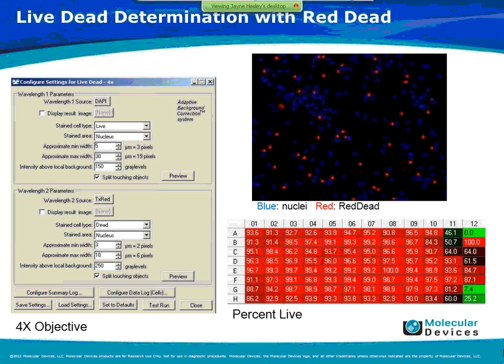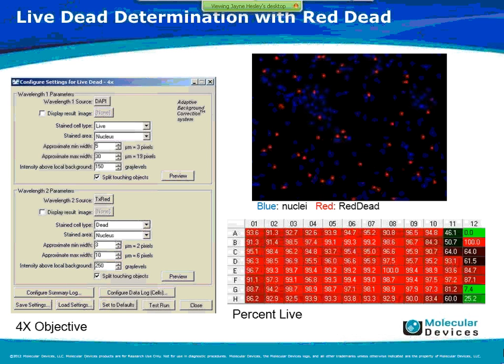First of all, the live-dead determination. We did it 2 different ways. One is using a dye called Red Dead from Invitrogen, and it is showing you in the image on the right that your nuclei are stained blue if they're alive, and if they're dead, they're stained red. It's a very simple assay. We did this at a low magnification. A 4x objective was used. You can count many neurons in one field of view to get statistically relevant numbers.